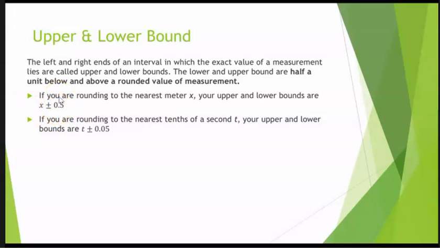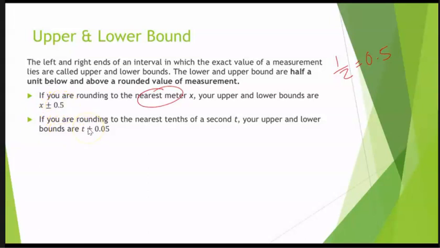Now, really important, you have to be careful about this part that says a rounded value of a measurement. If you're rounding to the nearest meter, you're rounding to the nearest whole number. It won't always tell you that, but if you see to the nearest meter, to the nearest centimeter, to the nearest degree, you're rounding to whole numbers. Half of a whole number is 0.5. That's where the 0.5 comes from, and plus or minus just accounts for my upper bound, which is plus, and my lower bound, which is minus.